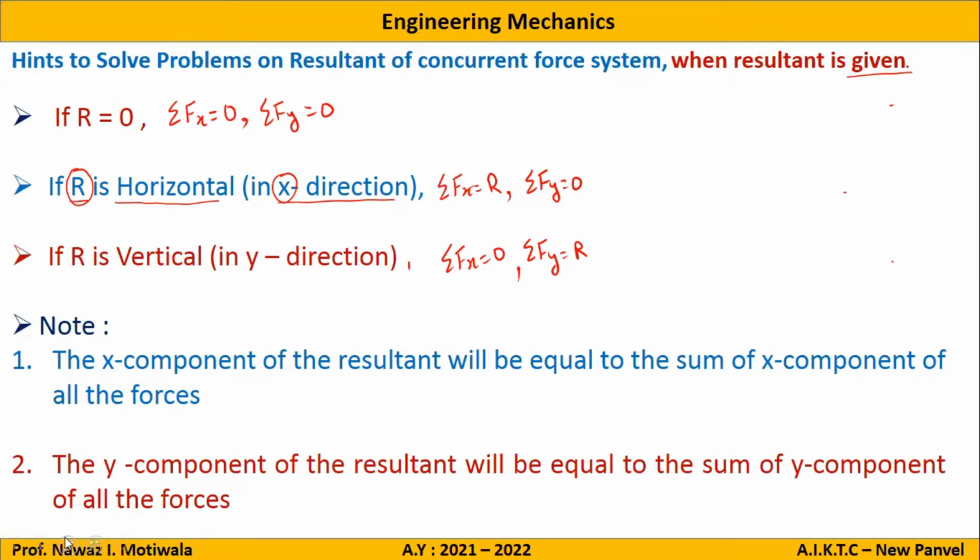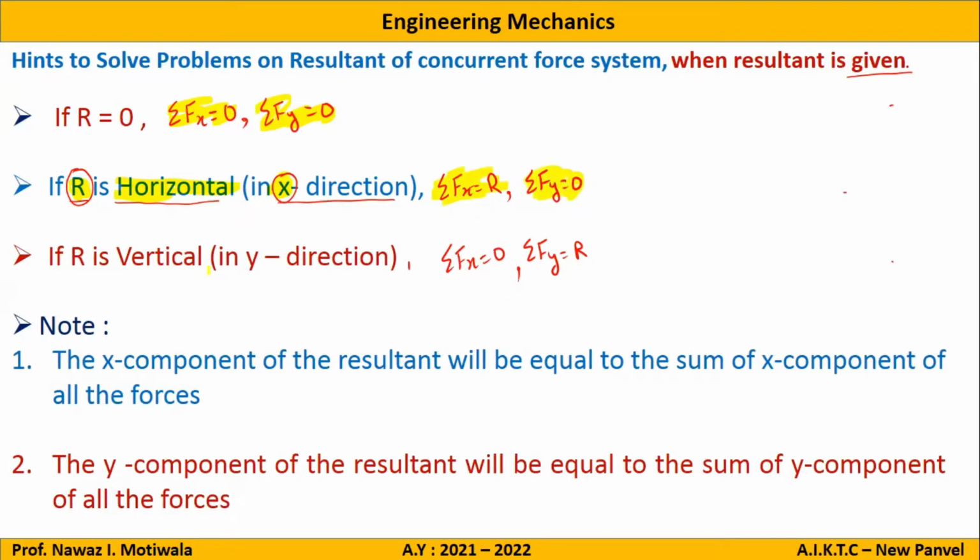summation of Fx will be zero and summation of Fy will be zero. These two conditions we have already used if we see that in any question it is mentioned that the resultant is zero. Then in the second case, if R, that is the resultant, is given to be in the horizontal direction or x direction, we use the condition that summation of Fx will be equal to R, because R is in the horizontal direction. On the other hand, we took summation of Fy is equal to zero.